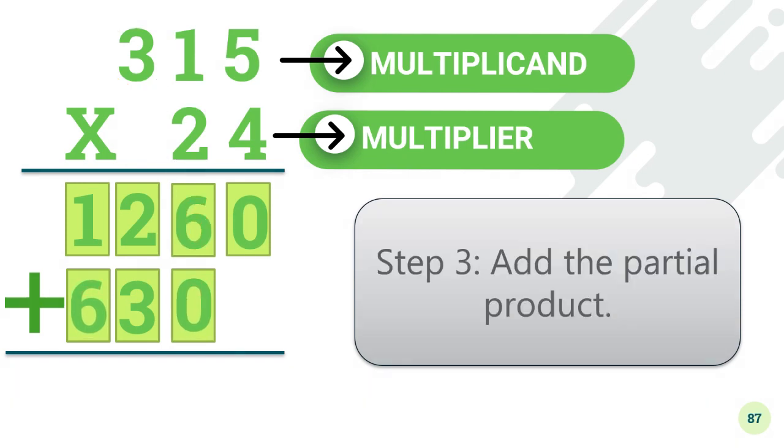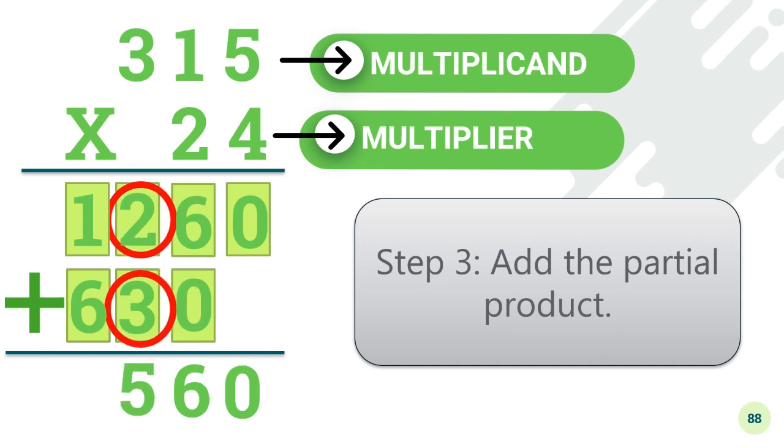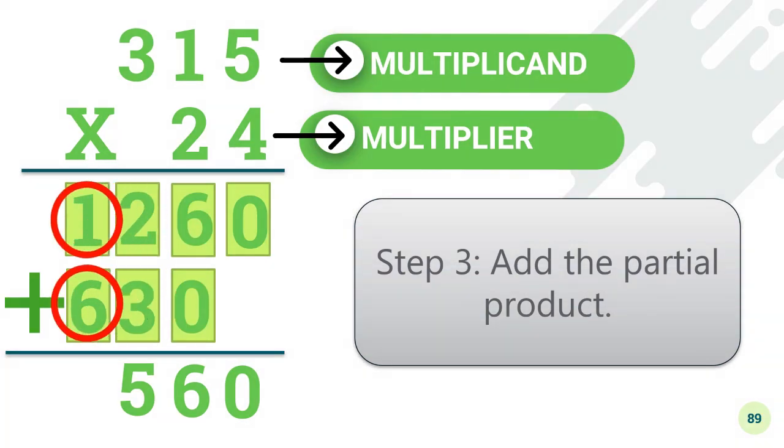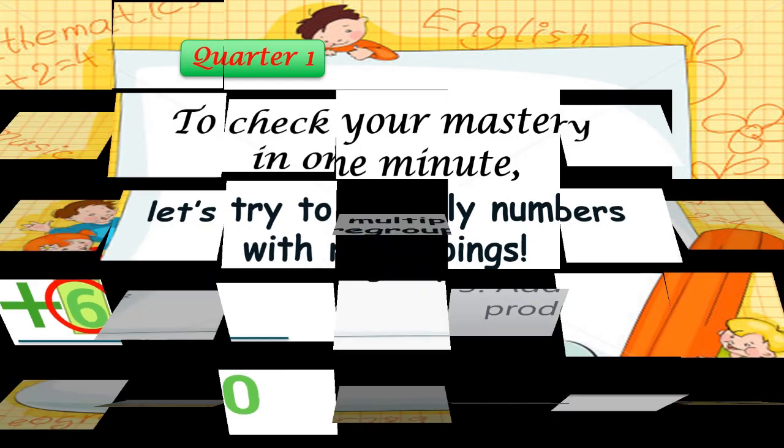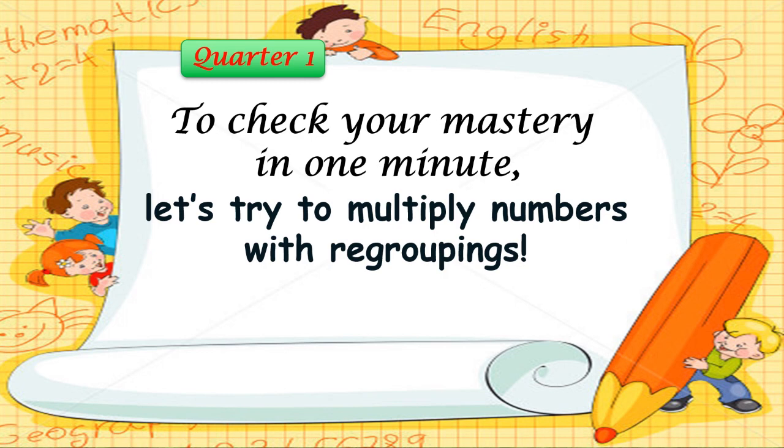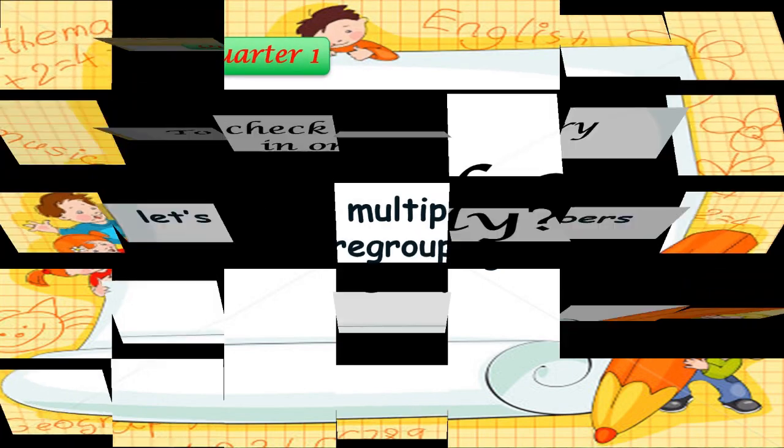Step 3. Add the partial product. We will just bring down 0. Then 6 plus 0 is equals to 6. 2 plus 3 is equals to 5. Then 1 plus 6 is 7. Therefore, 315 times 24 is 7,560.